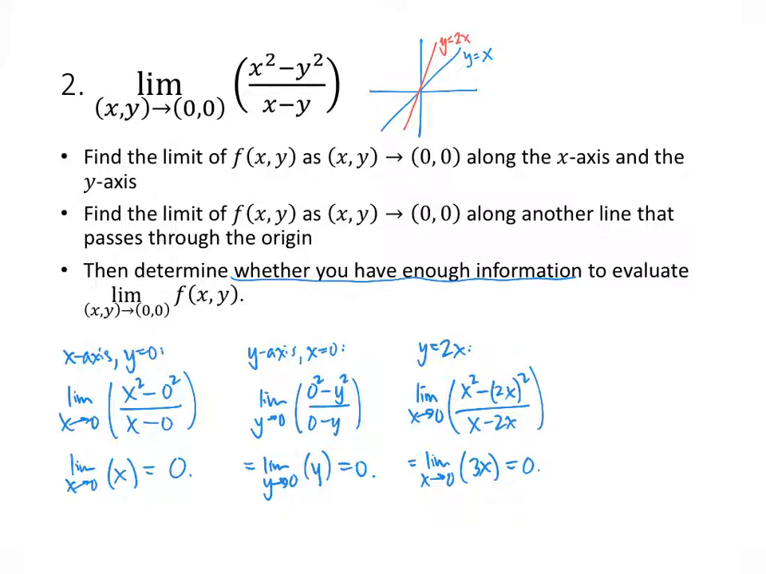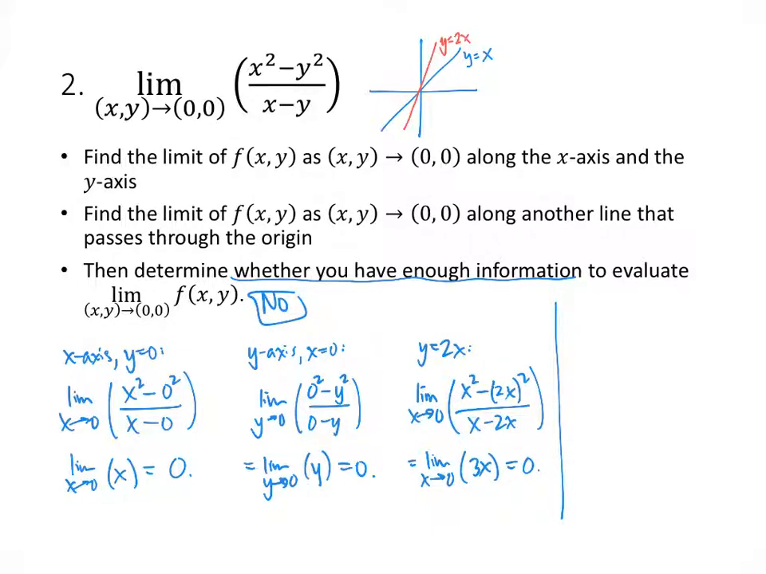So is that enough information to conclude that the limit equals 0? The answer to that question is no. It's not enough to just try a bunch of different paths and get the same answer over and over again. We would have to somehow convince ourselves that no matter what path we chose to the origin, this limit is going to equal 0. And we can do that for this function. The answer to whether we have enough information is no.